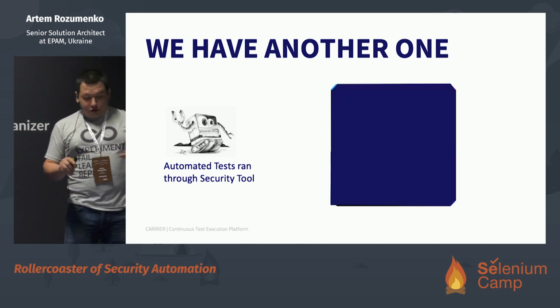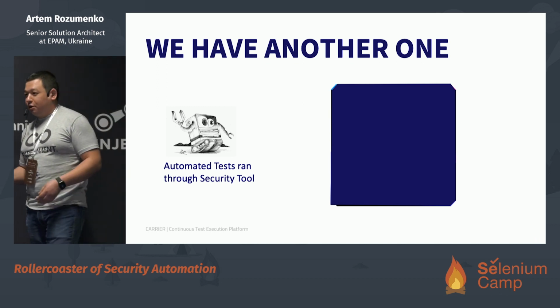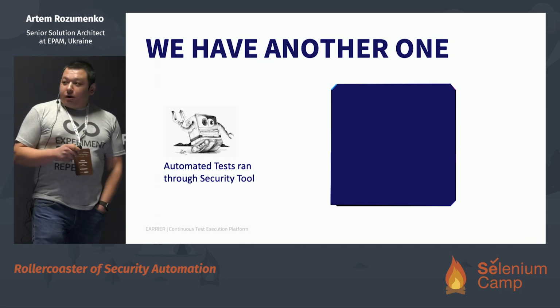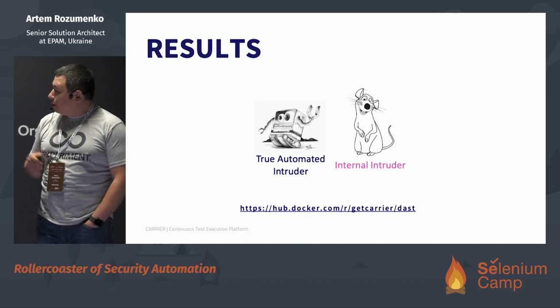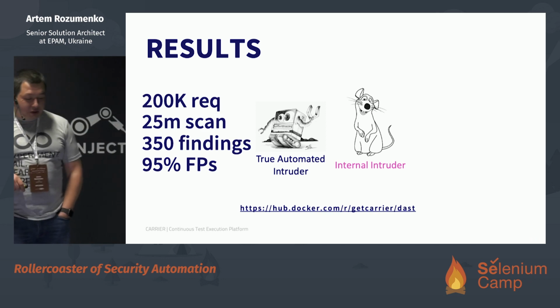Technically, if your automation is good, you will be able to cover everything. If your automation is bad, then you have some other job to do rather than security, right? And that's what we get. That's what we get as a result.